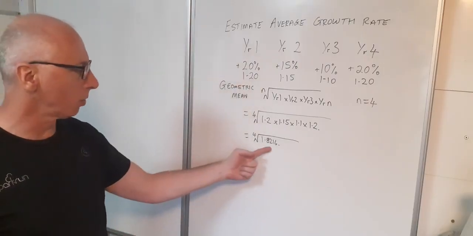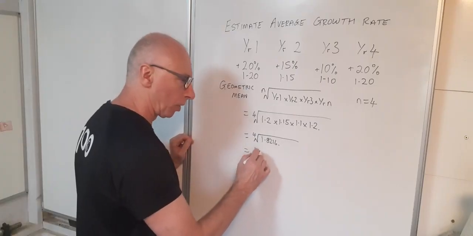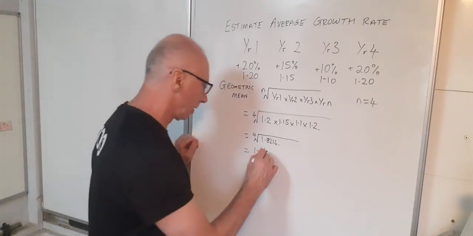It's obviously going to get closer to 1, our input for our root. So then that would become 1.16175.